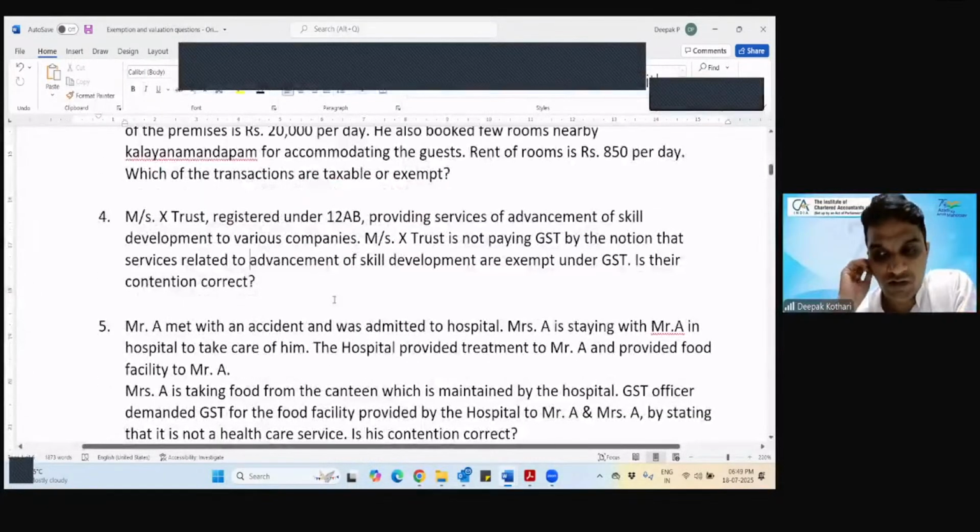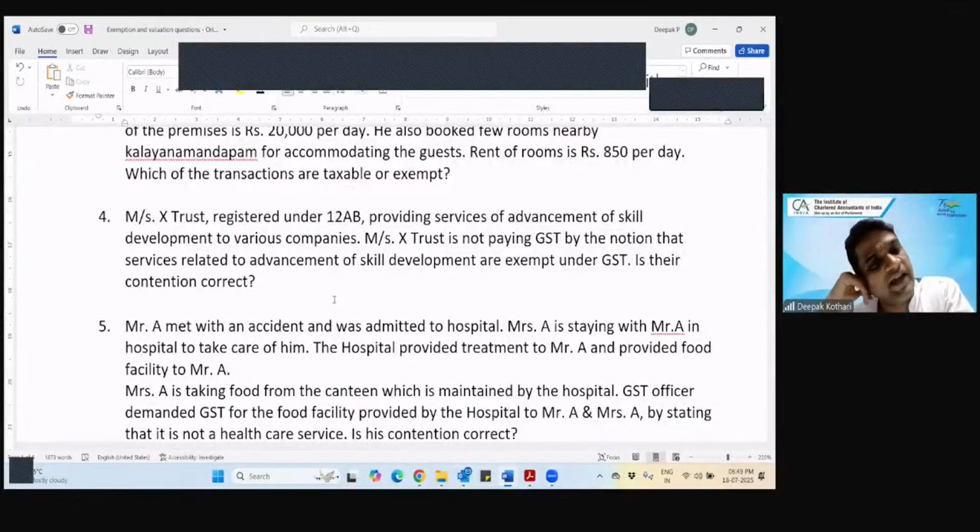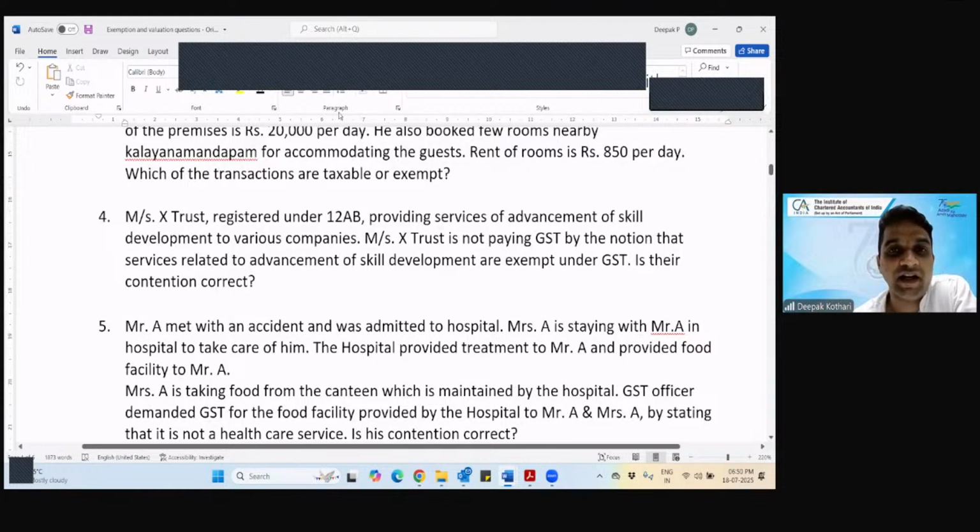Question number 4. Messrs. X Trust, which is registered under 12AB, provides services of advancement of skill development to various companies. Messrs. X Trust is not paying GST on the notion that services related to advancement of skill development are exempted under GST. Is their contention correct?